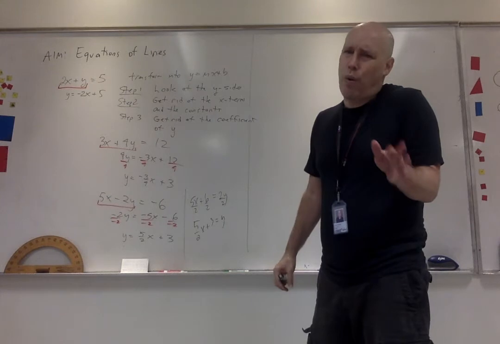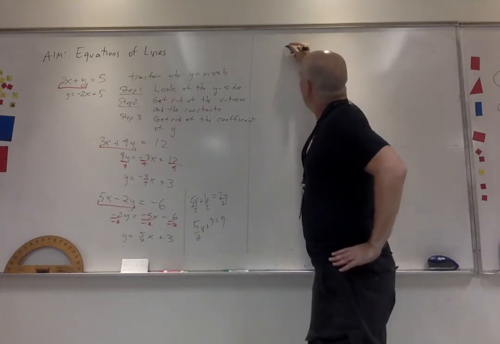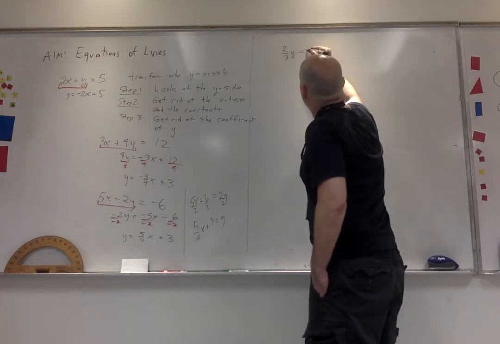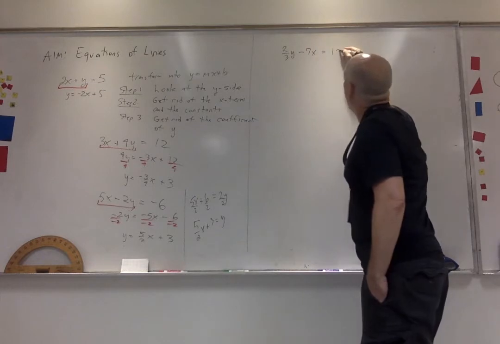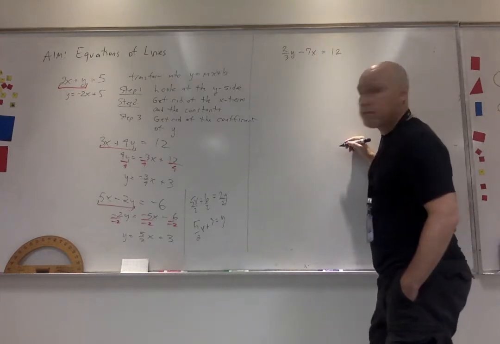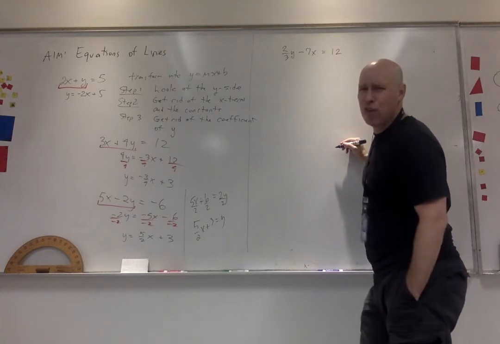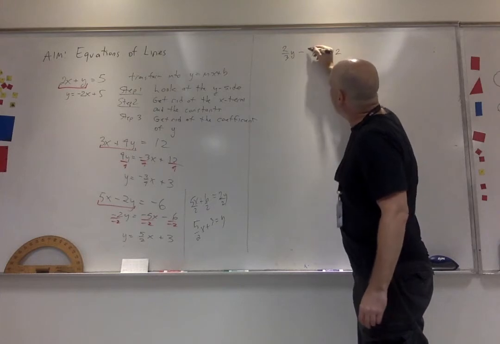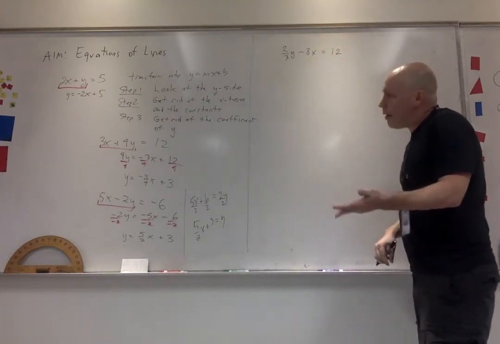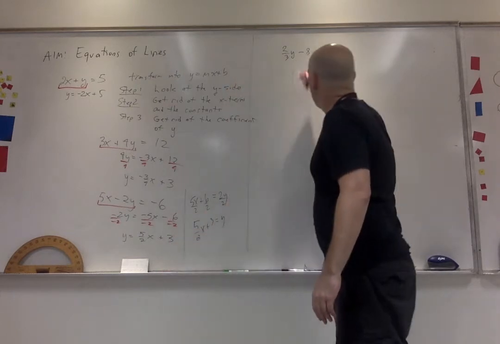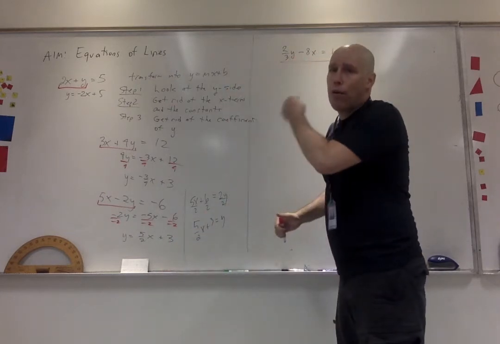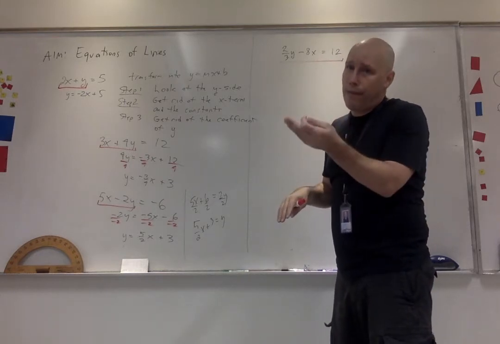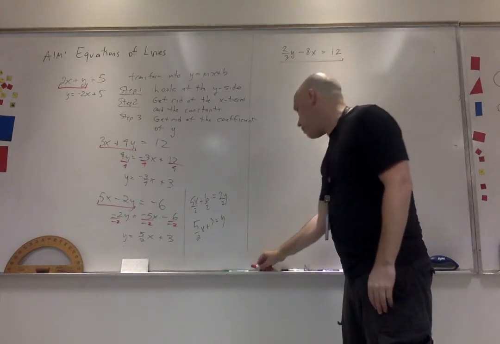Let's just do an arithmetic one with a fraction. How about, I don't know, 2/3 y minus 7x equals 12. Should we keep the 7 or change it to a number that we like? Let's change the number to a 9. No, let's make it 8. Step 1, look at the y side. Step 2, get rid of that minus 8x. How do we undo subtraction? With addition. Or, if it's negative on the left, it's going to be positive on the right.